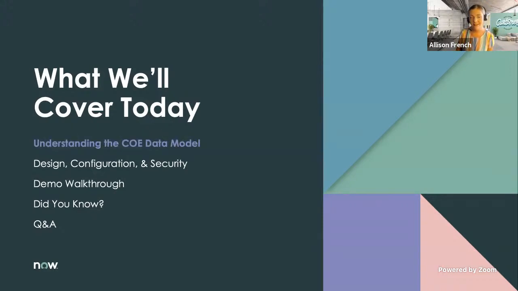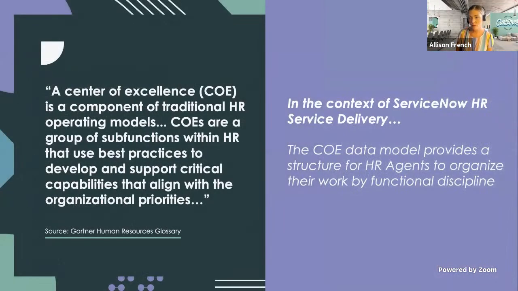So with that, let's dive into understanding the COE data model. And where I wanted to start for this is by defining what a COE is. On the left of this slide is the Gartner Human Resources Glossary definition of a COE. So I'll go ahead and read that. It says, a center of excellence, or COE, is a component of traditional HR operating models. COEs are a group of sub-functions within HR that use best practices to develop and support critical capabilities that align with the organizational priorities.